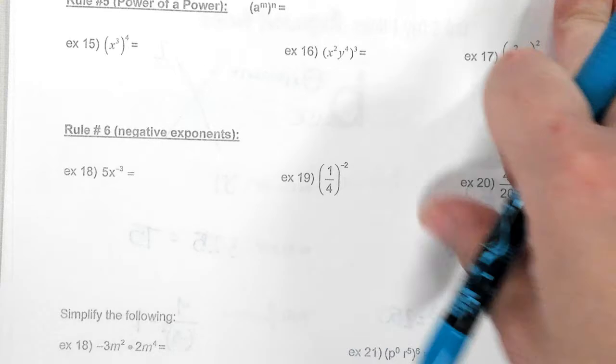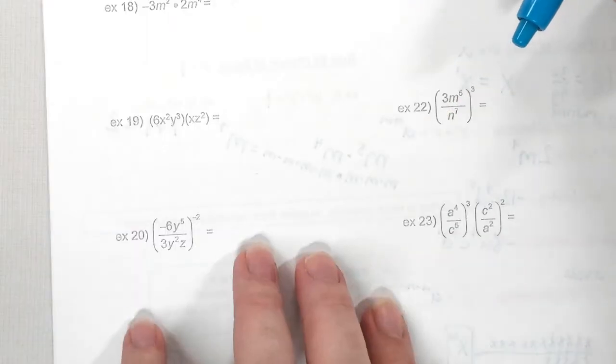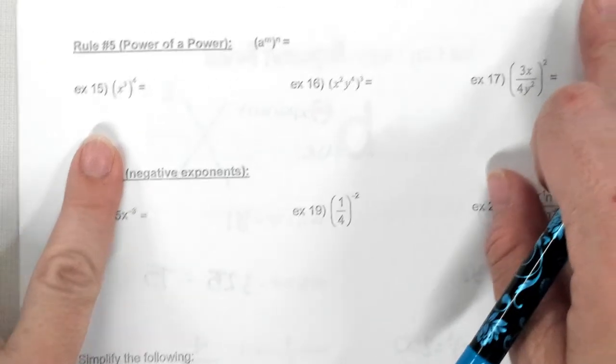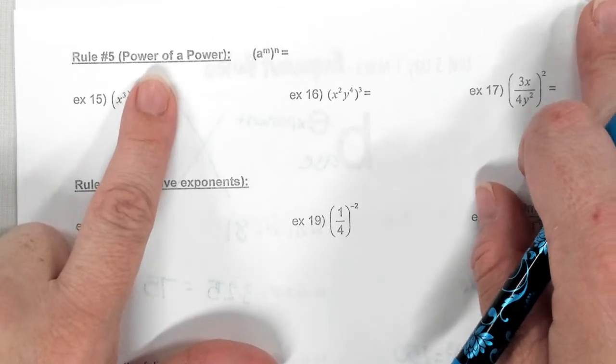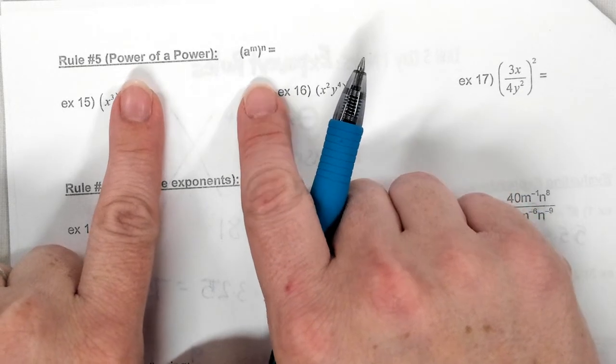Okay, so only 2 more rules, and I'm actually not going to do all of these because a lot of them are super similar to what we already did, and I'd rather just give y'all more time to practice. Okay, power of a power. The best part about this one, I feel like it's pretty obvious. It's not super hard to remember because what do parentheses tell you to do?